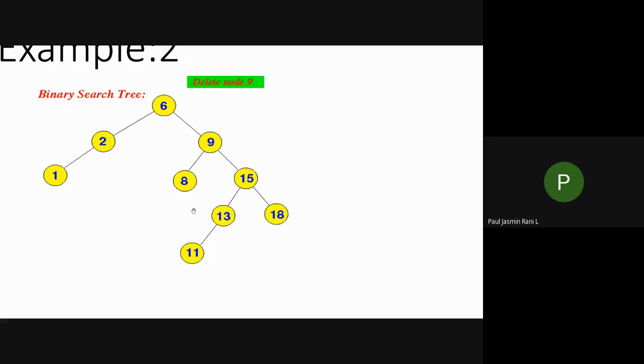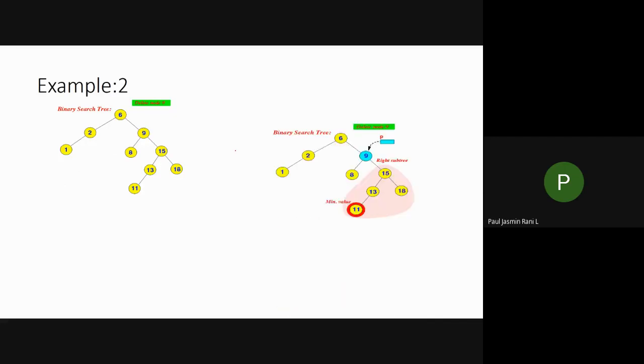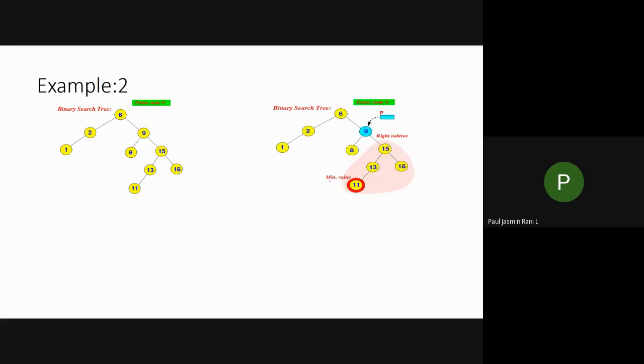In the right subtree, which is the minimum element? If you can see this, 11 is the minimum element. So I have to bring this 11 over there. If you see this 11, it is a leaf node. So in the left child of 13, I have to mark it as null, and I have to bring this 11 in the place of 9, so that I can remove this 9. So this is the minimum value, 11.